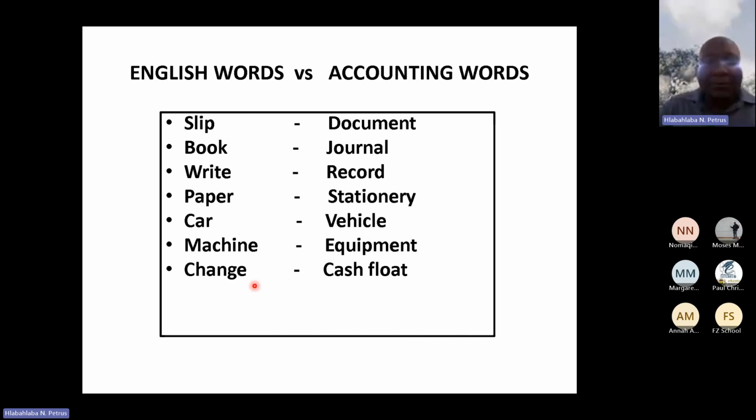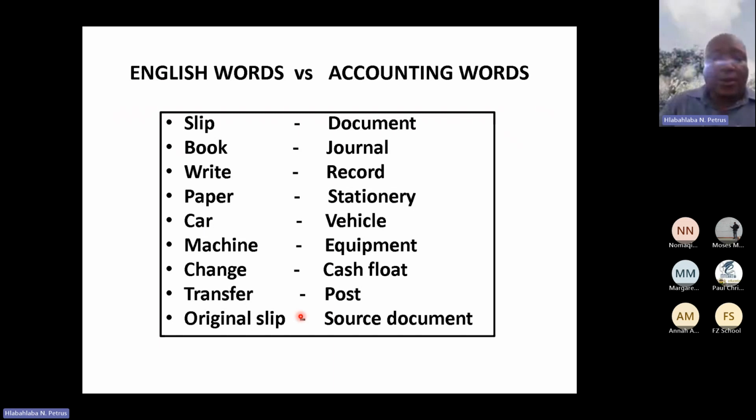Change in accounting: when you go to the shop early in the morning, you will find that the tellers are putting money there to give you change. We refer to it as a cash float. When you transfer, in accounting, we refer to it as post. You post it, you don't transfer. And then original slip, we refer to it as the source document.